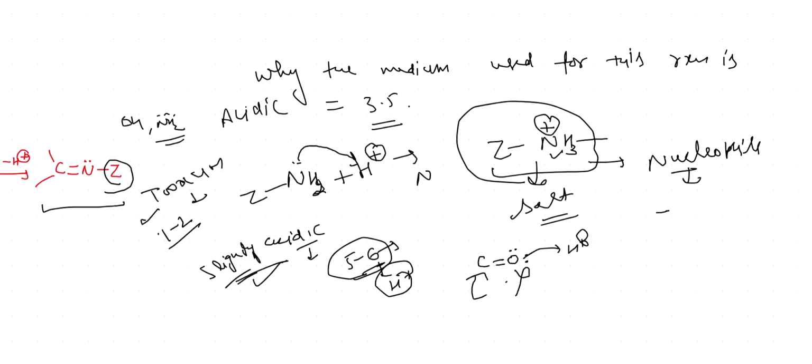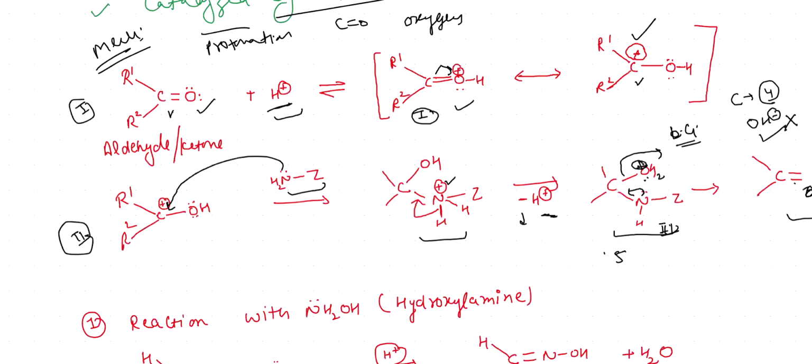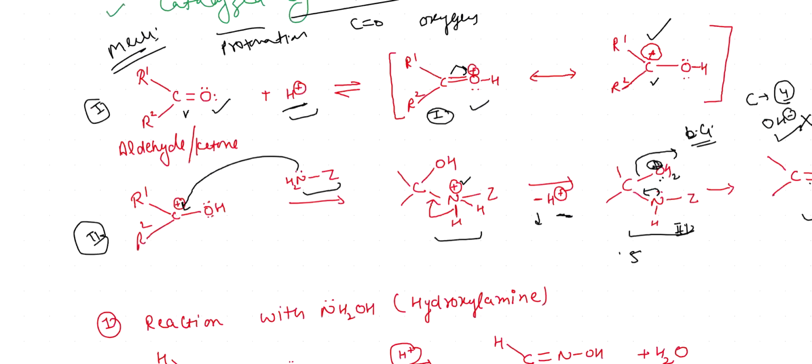Therefore, to carry out such reactions, an optimum value of pH is needed. Usually, a pH of around 3.5 is maintained. Yeah. Okay. So this is the reason why we cannot use too acidic and slightly acidic medium. We need an optimum acidic medium. Clear?